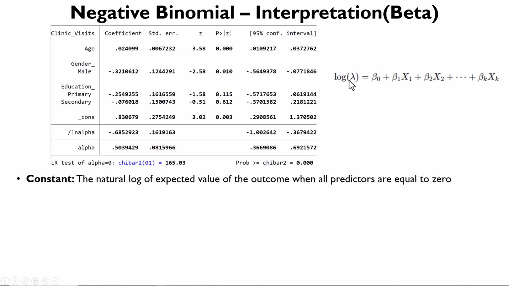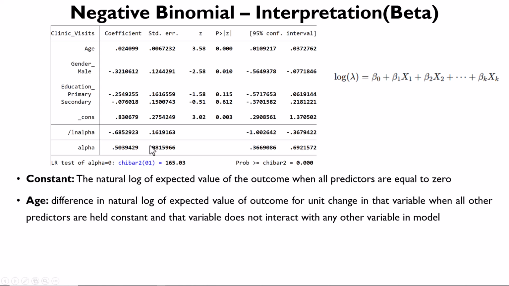So when we look at our constant, we shall start with the constant here, 0.83. This is the natural log of the expected value of the number of visits when all the predictors are equal to 0. And when we have a numerical variable like age here, that value is the difference in the natural log of expected value of outcome for a unit change in that variable when all other predictors are held constant and that variable does not interact with any other variable in the model.